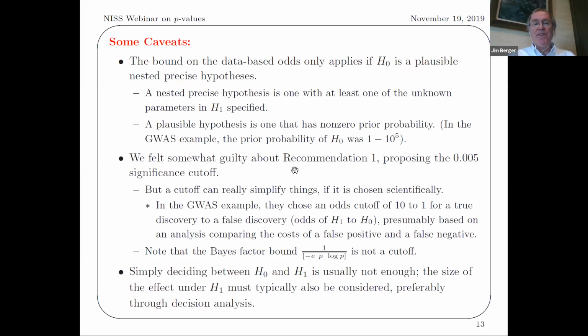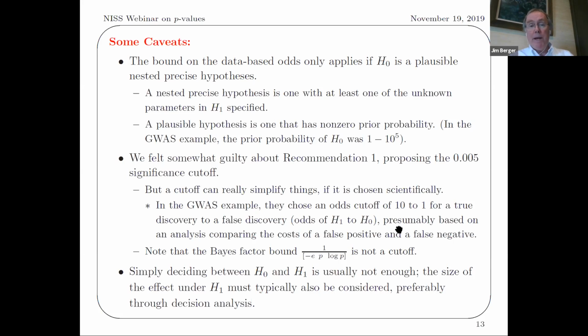I have to say that we felt somewhat guilty about recommendation 1. I think it really does improve the world if we replace the 0.05 cutoff by the 0.005 cutoff. But lots of people correctly argue against having a particular cutoff. Sometimes I think a cutoff is a good idea if it's chosen scientifically. So in the GWAS example, they thought hard about everything, and they decided to choose an odds cutoff of 10 to 1 for a true discovery to a false discovery.